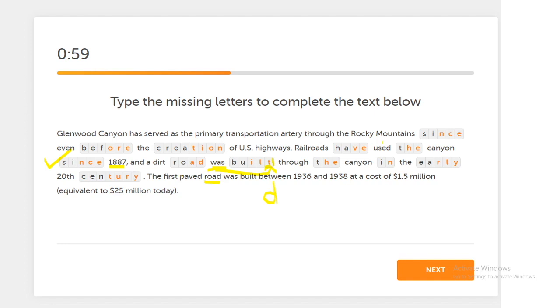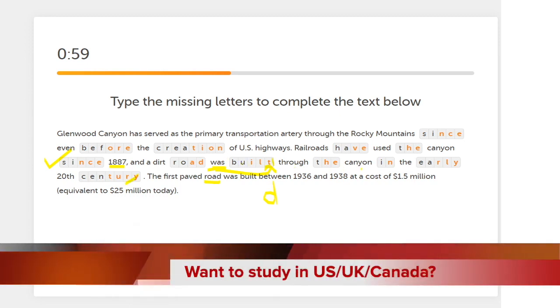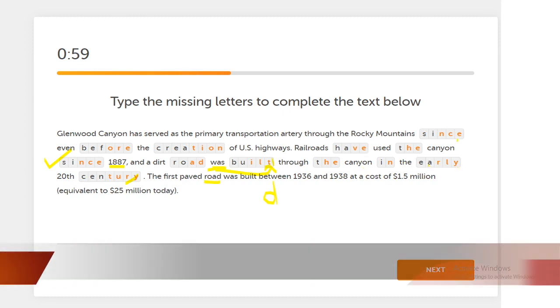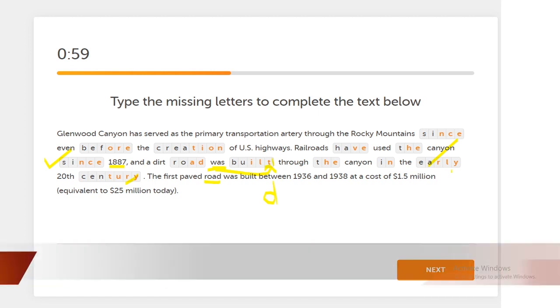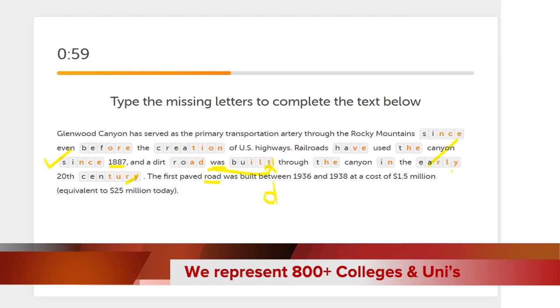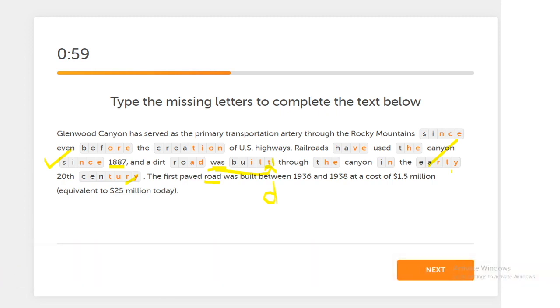Through the canyon in the early 20th century. So with 20th it is obvious that the next word would be century, so I don't think anybody should have any issue with this one. And apart from that, through the canyon in the early. So early can also be predicted because century से पहले early ही आता है mostly, early 20th century or late 20th century. So this is how your answer would look. Take a pause, look at all the wordings. अगर कोई भी confusion है, if you have any doubts, you can just write it in the comment section below and we'll be covering it and helping you out in all those doubts.